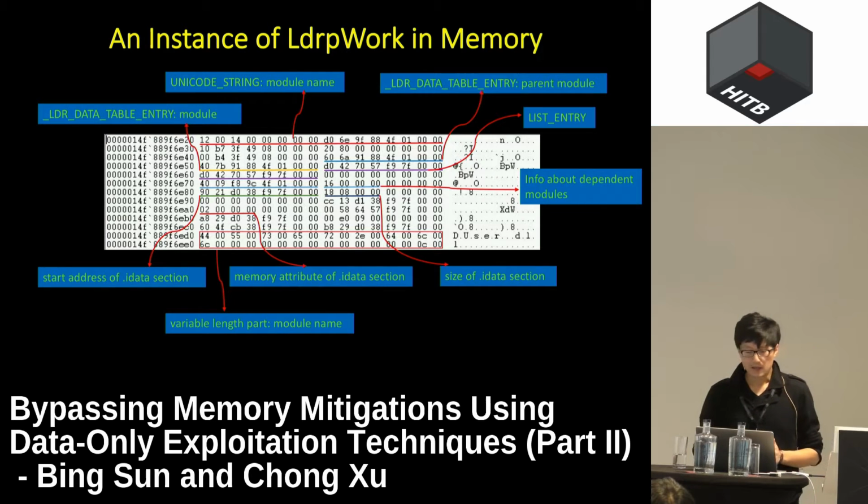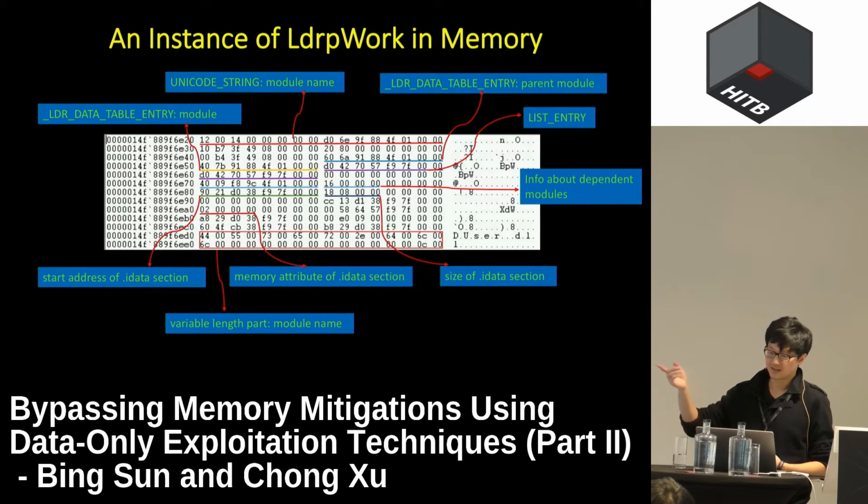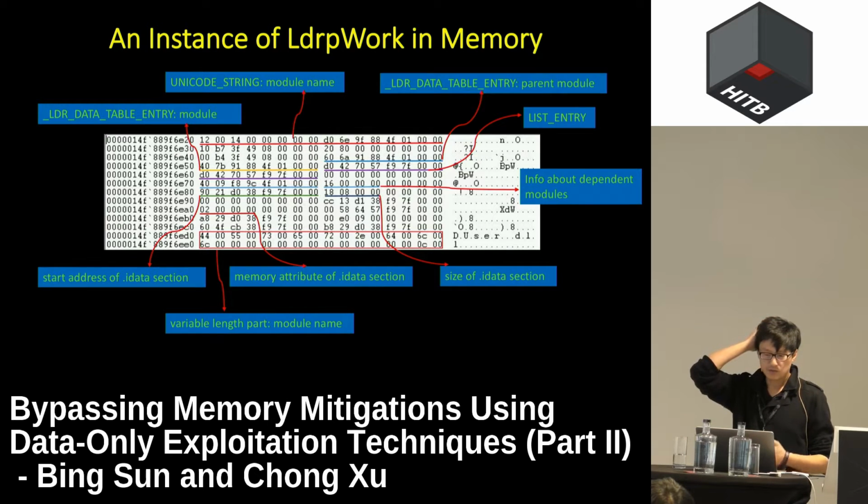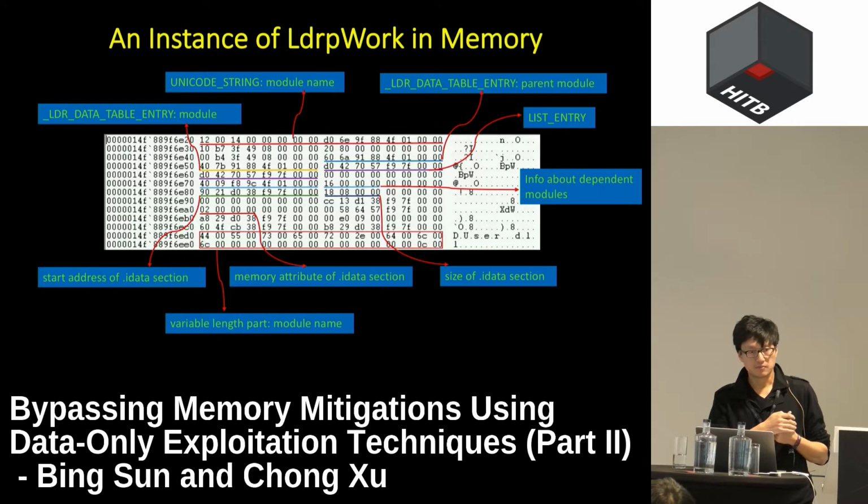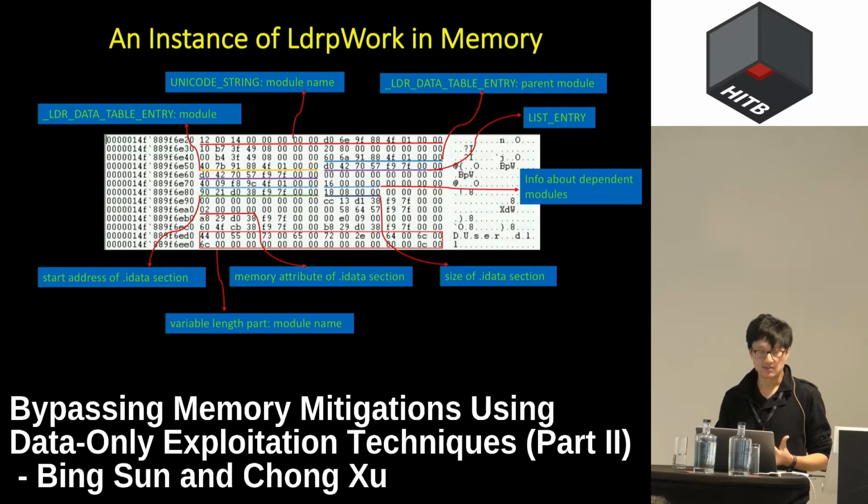A loader work of snapping should look something like this in memory. It starts with a fixed size header, which includes the Unicode string of module name, the loader data table entry of current module and its parent module, and the list entry, followed by the information about dependent module. Also, the information about the iData section, including start address, memory attribute, and the size.